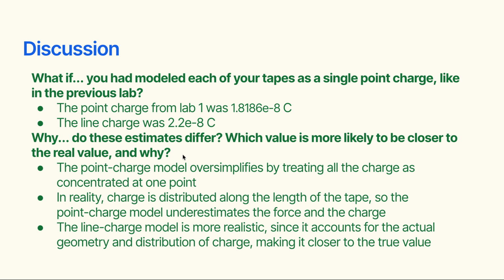And then the next question is asking, why do these estimates differ? And which one is more likely to be closer to the real value? The point charge model oversimplifies by treating all the charges as concentrated at one point. But in reality, charge is distributed along the length of the tape, so the point charge model underestimates the force and the charge. So which one is more likely to be closer to the real value? It would be the line charge model, because it's more realistic as it accounts for the actual geometry and distribution of the charge, making it closer to the true value.